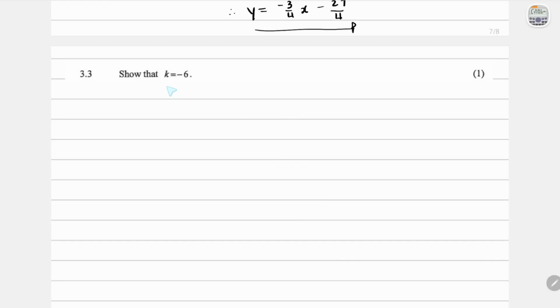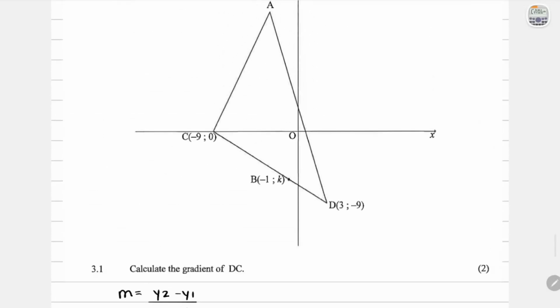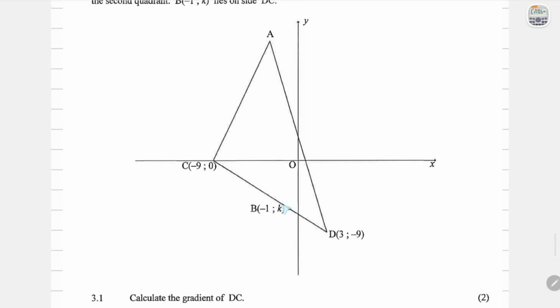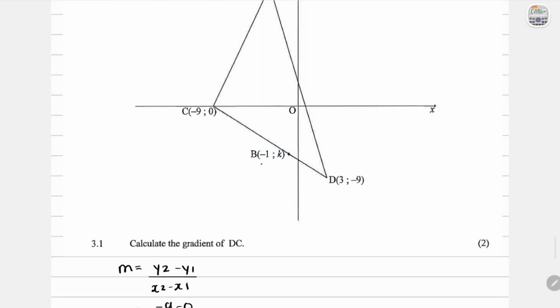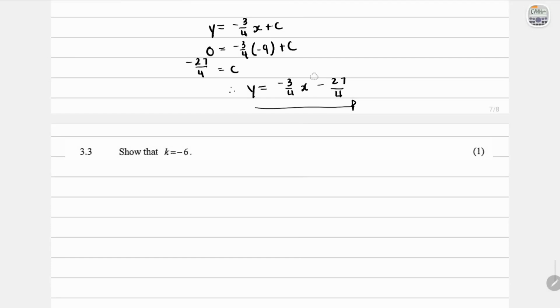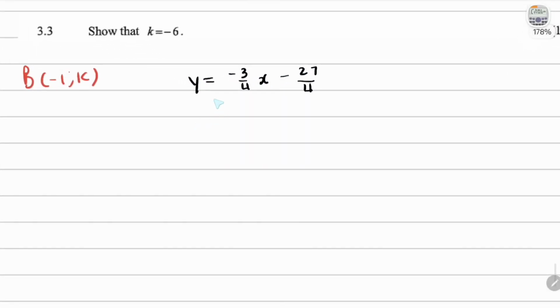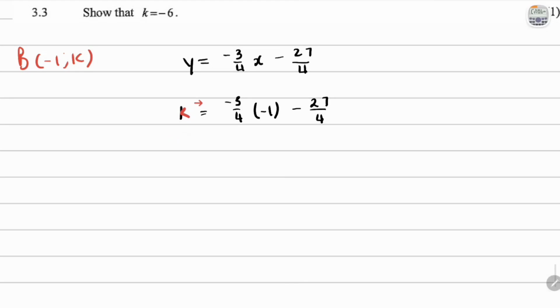Question 3.3 says, show that k is equal to negative 6. Okay, so you see that k was one of the coordinates, the y coordinate, on the line DC. We now have the equation of DC, so we can substitute this as the x and y value in this equation. So we're taking this and we will substitute x and y, and we will find what k is like that. So that's negative 1 and k, meaning the y value is k, and we have negative 3 over 4 times negative 1 minus 27 over 4. And so this will give us the value of k.